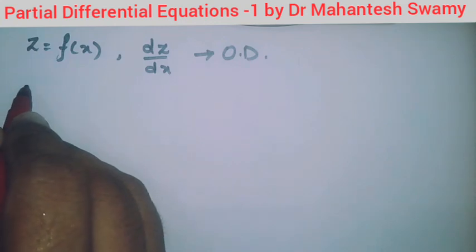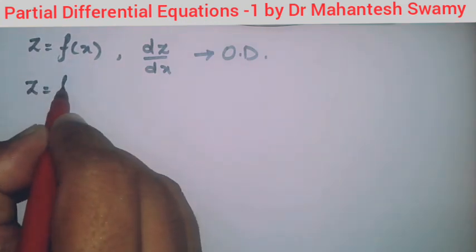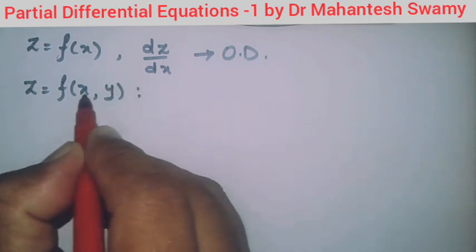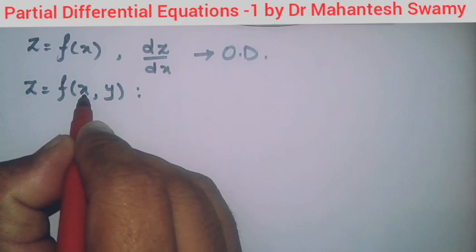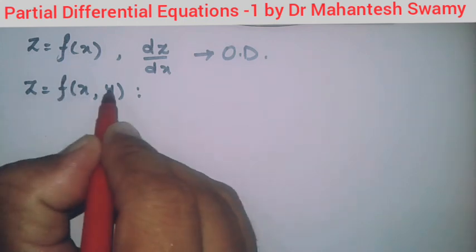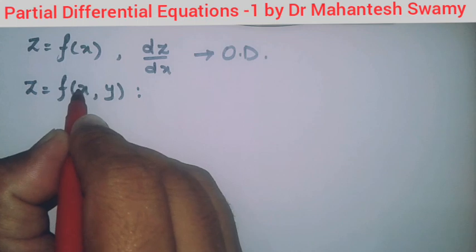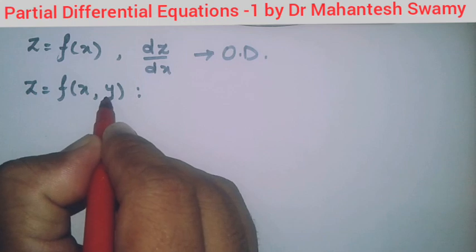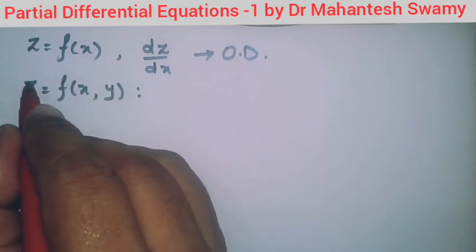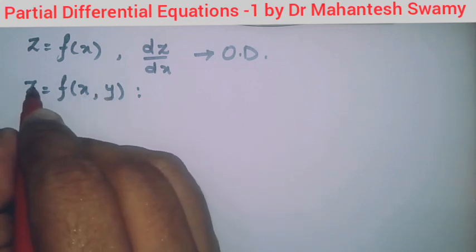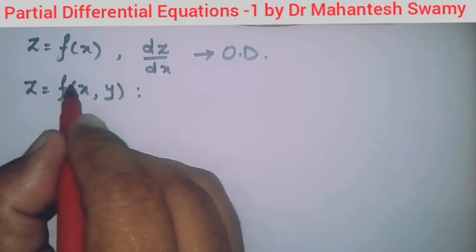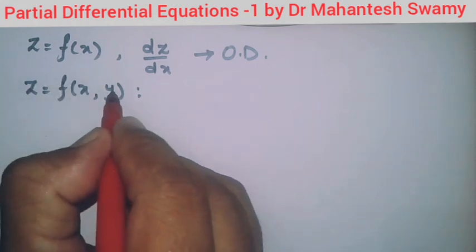On the other hand, when z is a function of two independent variables, say x and y, then there will be a change in z with respect to x as well as with respect to y. That is, when x changes, there will be a corresponding change in z. On the other hand, when y changes, there will be a corresponding change in z. So therefore, we will be having in this case two types of rate of change of z, one with respect to x and the second one with respect to y.